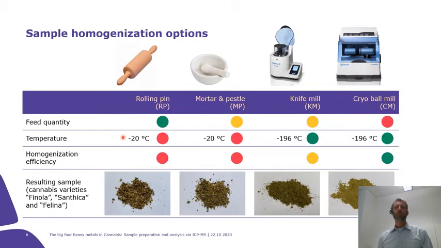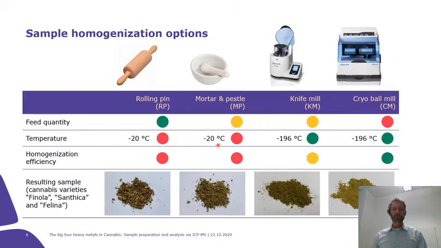when you apply a knife or a cryo ball mill, then you can cool during the milling process, in that case with liquid nitrogen at -20 degrees C, which is an advantage because high temperatures can cause decomposition of cannabinoids. Normally it's a decarboxylation, which of course then leads to a change in the sample composition. In addition, some of the terpenes are volatile, and so you can change the composition of your sample if you increase the sample temperature during the milling process.